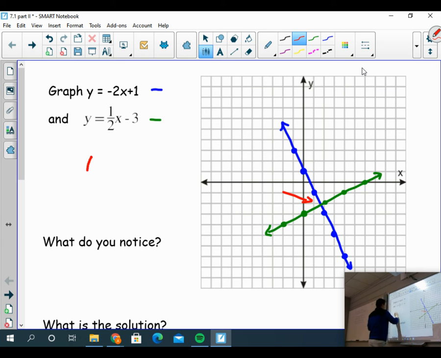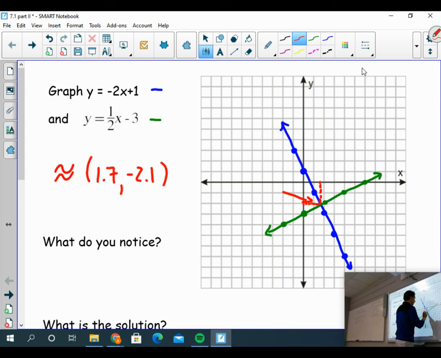So we're not quite sure, right? We could ballpark it, right? I'll use our estimate system. Our estimate here is that the solution's roughly about here. So what is that? Maybe we call that 1.7, negative 2.1, roughly, maybe. Again, we're just kind of ballparking here.